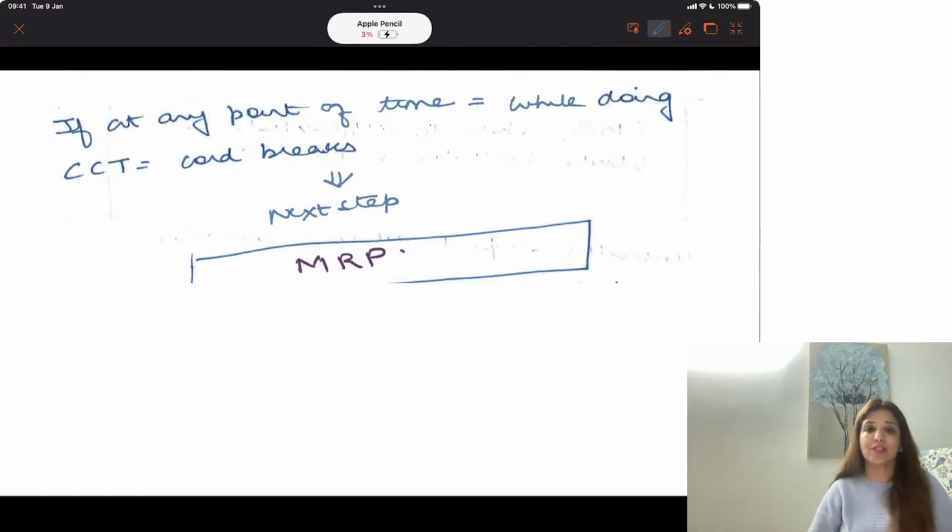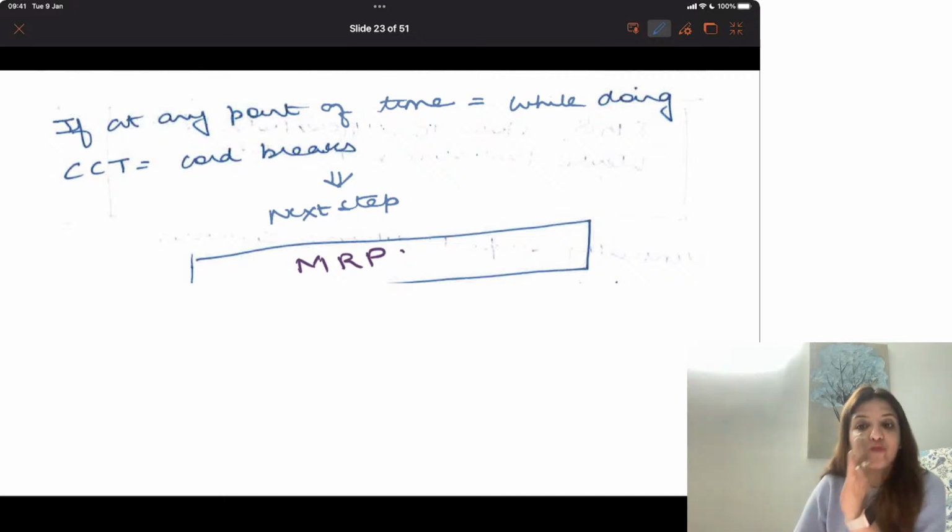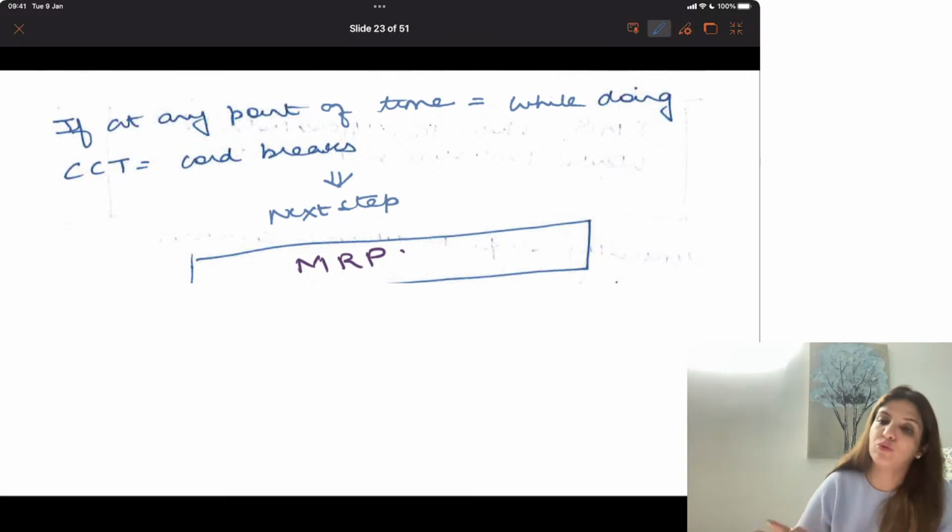Now, if your question says that at any point of time while doing controlled cord traction the cord breaks and they ask you the next step, so if the cord has broken and they ask you the next step, it is manual removal of placenta. Clear to all of you?